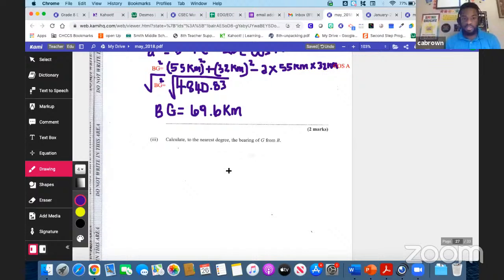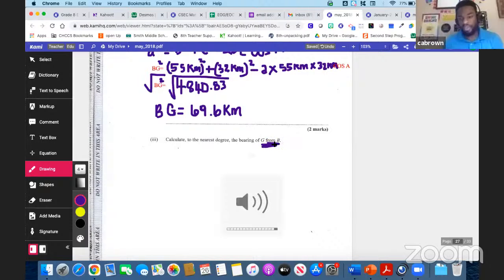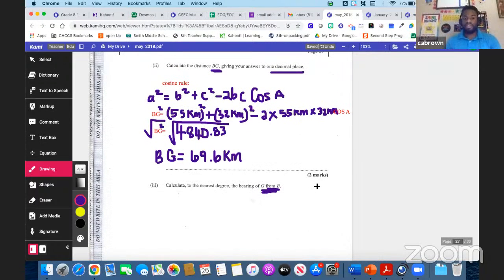The next part says, calculate to the nearest degree the bearing of G from B. Go back up, let me screenshot that. Give me a moment. Calculate to the nearest degree the bearing of G from B. Do you have that? Yes, sir.